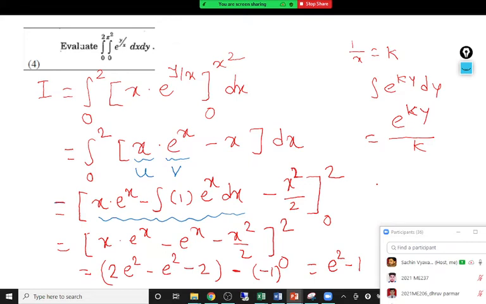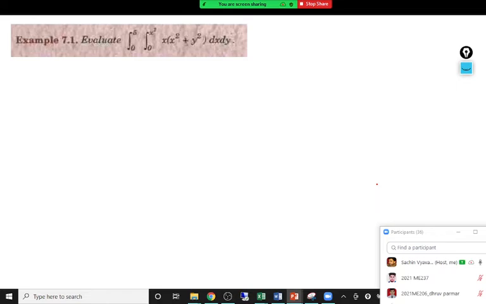Yes, can I take the next question? Okay, good. So the last question for type 1 is on the screen. I will read it because it may not be visible. The question is integral 0 to 5, integral 0 to x square, x into x square plus y square dx dy.